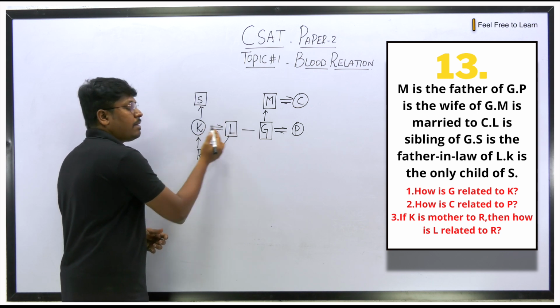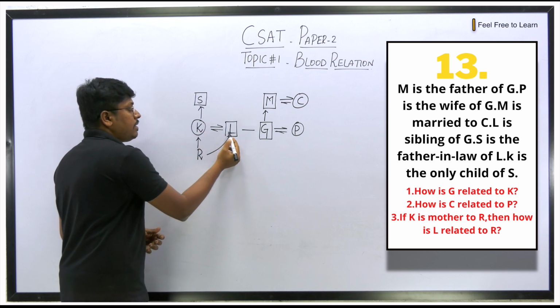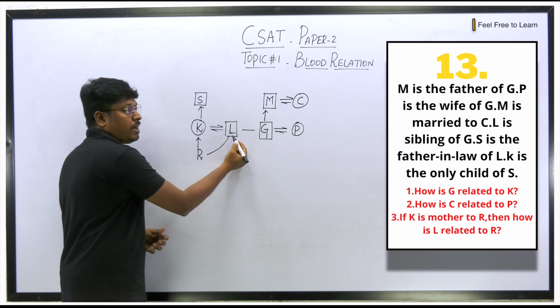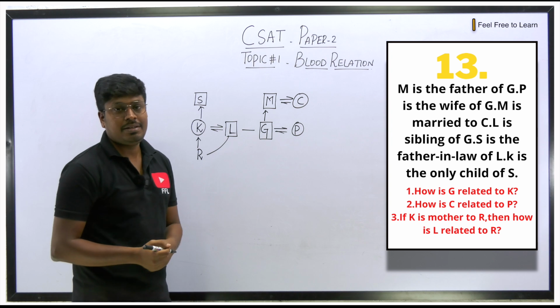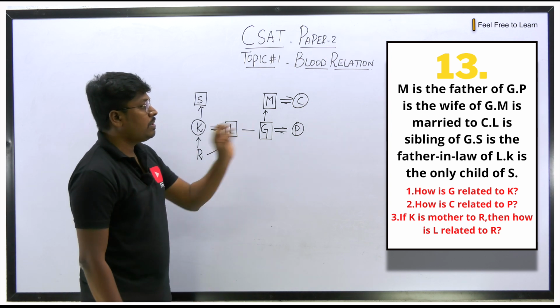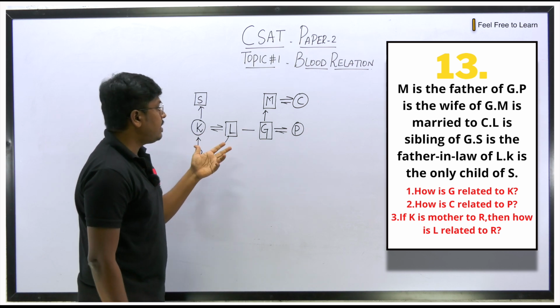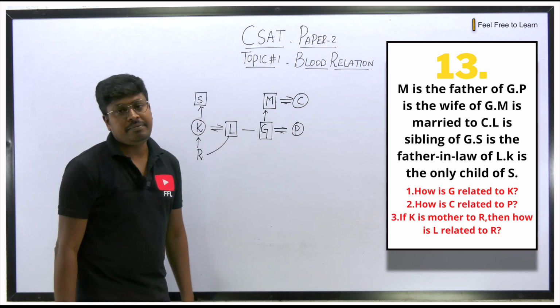We already know that both are a married couple. And if K is the mother of R, then L will be the father of R, right? So the answer for the question is father. From R, the relation of L will be the father. So that is the answer for the third question. First is brother-in-law, second is mother-in-law, and the third will be father.